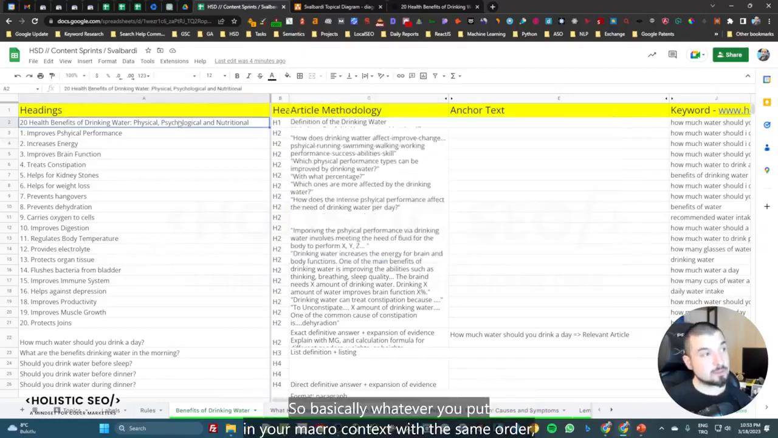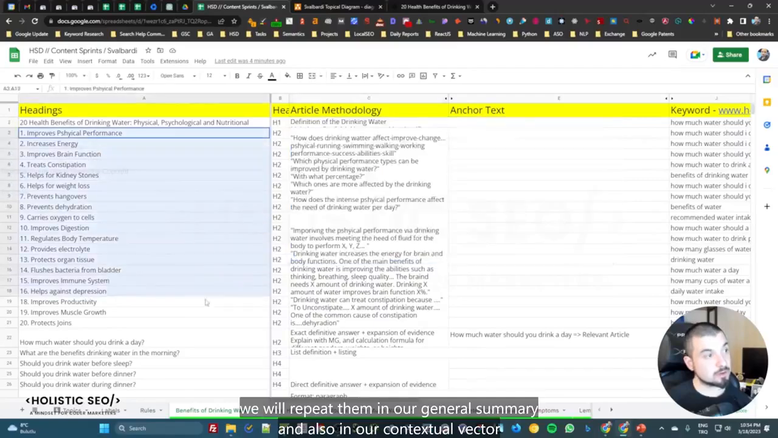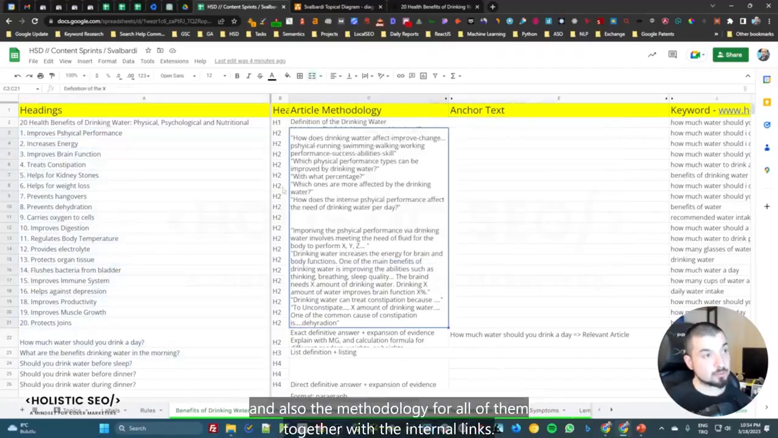So basically, whatever you put in your macro context, with the same order, we will repeat it in our general summary and also in our contextual vector, and also the methodology for all of them together with the internal links.